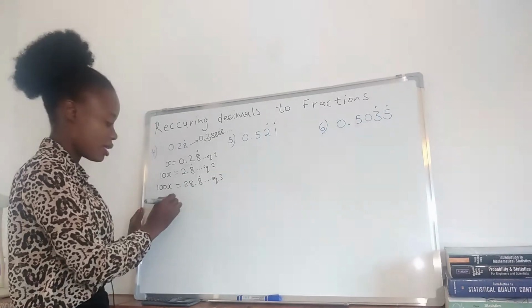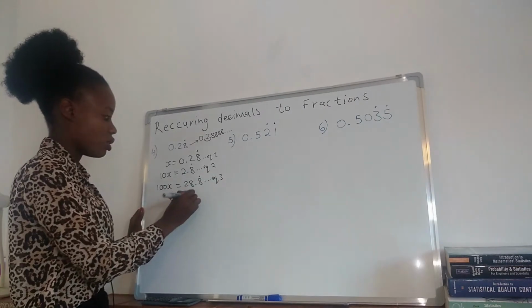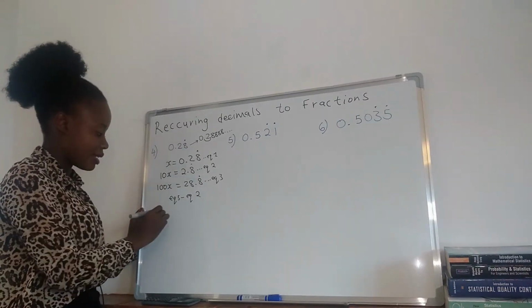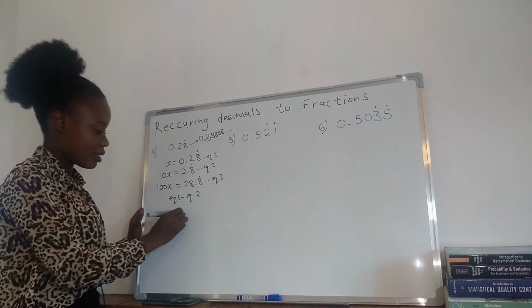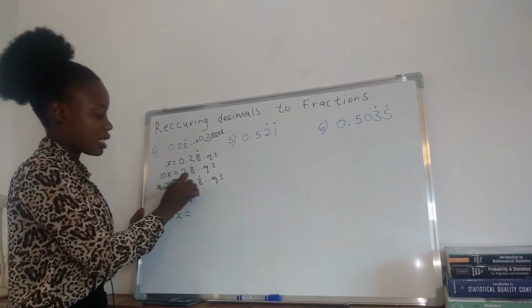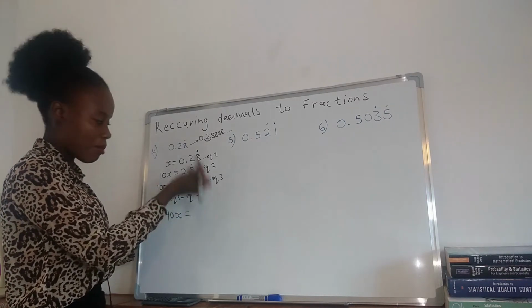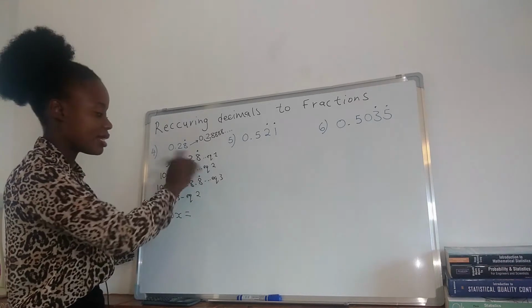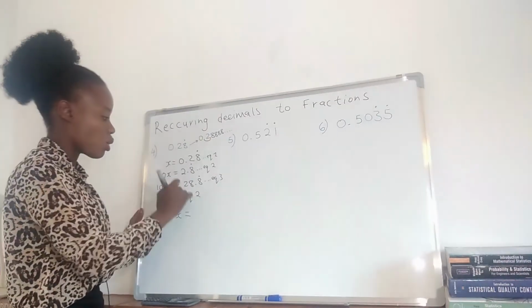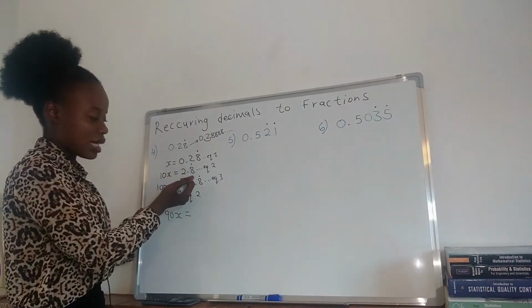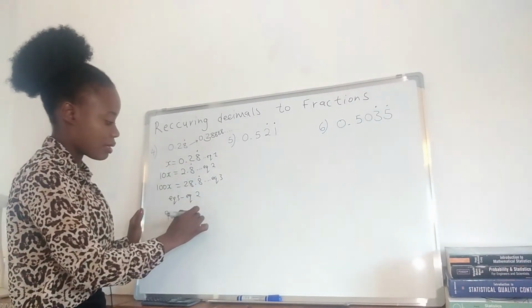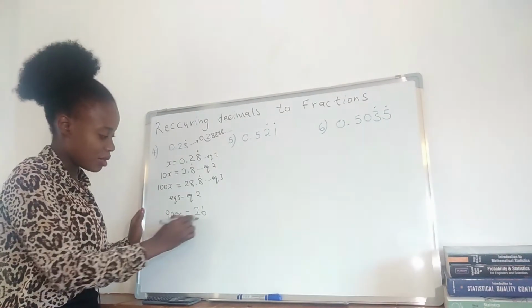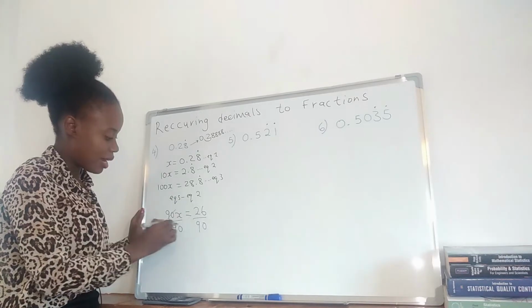After that, equation 3 minus equation 2. So 100x minus 10x is 90x equals 28.8 recurring minus 2.8 recurring. The ones immediately after the decimal are going to cancel each other, so we're going to be left with 28 minus 2, which is 26. We divide by 90 both sides.